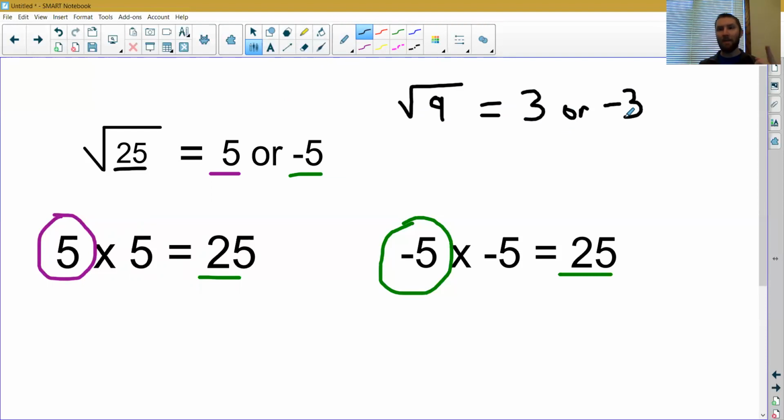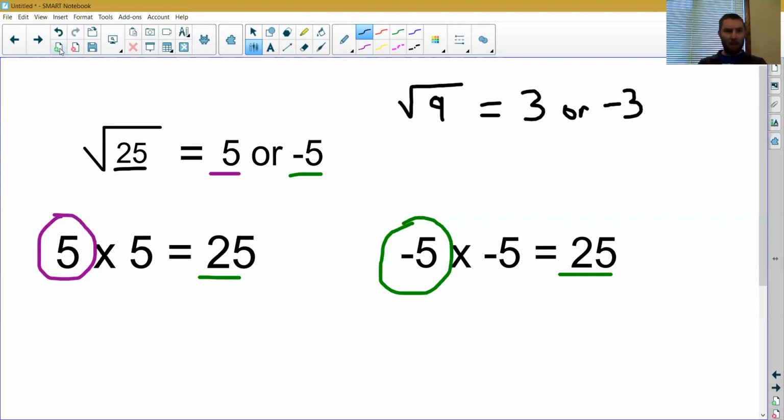Because -3 times another -3 gets me back to +9, right? A negative times a negative gets me a positive. So when we take a square root, just remember that you can have two different options, okay? So in your IXL practice for tomorrow, you're going to be asked either potentially for the positive square root of a number or the negative square root of a number, or possibly both. You might be asked for what is the positive and negative square root of some number, okay?